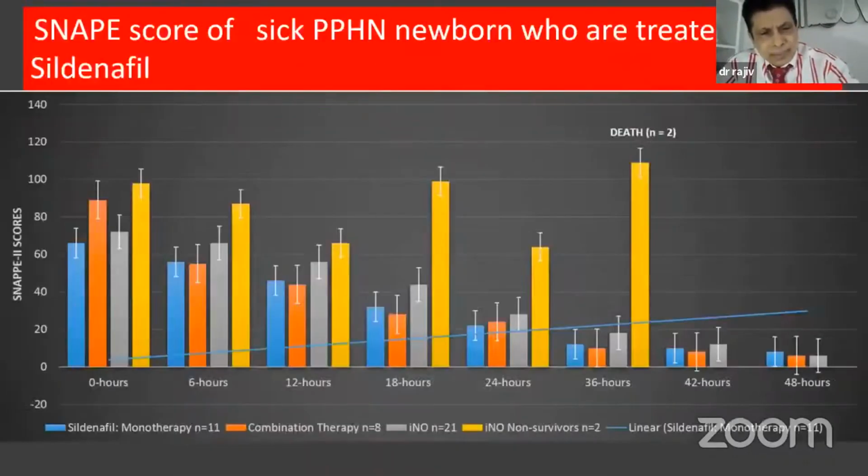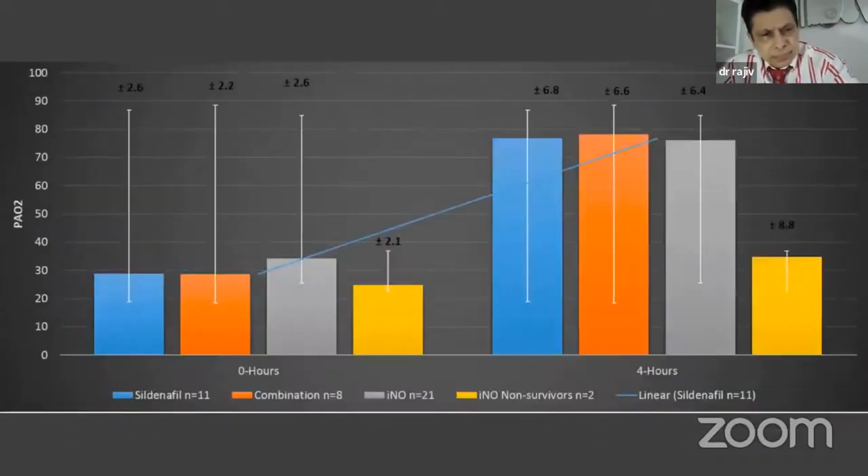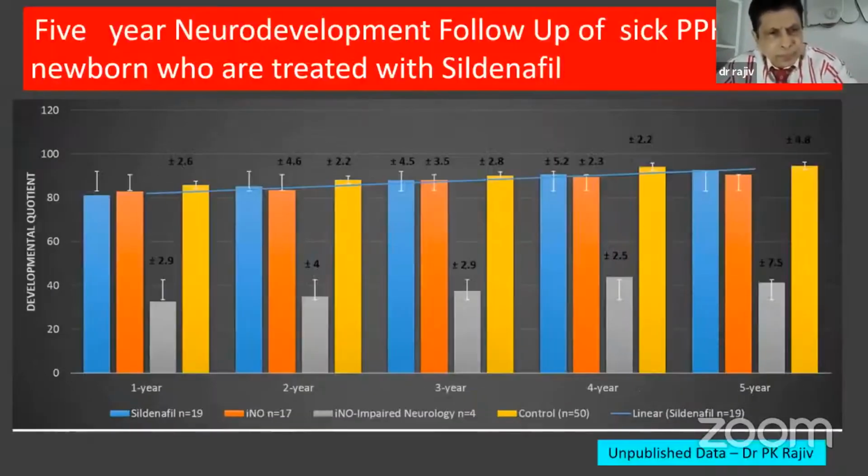Next slide. So this is our series in which our SNAP score was pretty high and the oxygenation index was sitting near 35 and 45, near the ECMO zone. Most of the children in this zone did extremely well on neurodevelopmental follow-up at 5 to 7 years. Next one. Next. So these were the controls. Next one. 5-year neurodevelopmental follow-up so far not done.